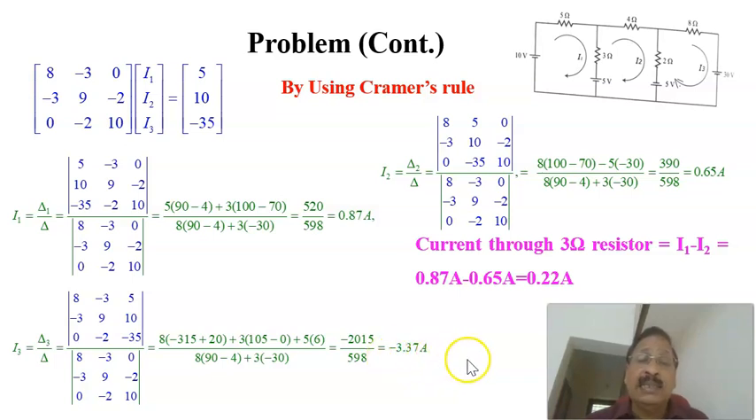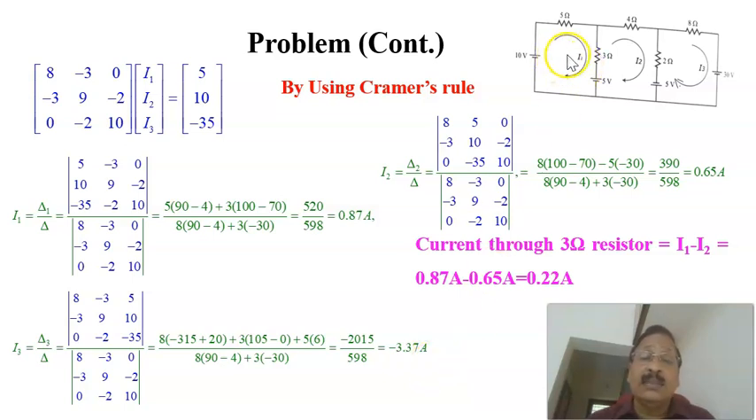The negative sign indicates that the actual mesh current is opposite to the assumed direction. We assumed the clockwise direction, but the result is minus 3.37 amperes. That indicates that the actual mesh current direction is the opposite, that is, anti-clockwise. That is the indication of the minus sign.